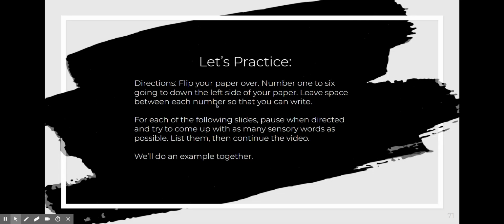So we are going to practice again, but this time it's going to be a little bit different. If you have a paper that you just worked on, flip it over. I want you to number 1 to 6 going down the left side of your paper. Leave space between each number so that you can write a little bit. You can use the whole page if you want, just number 1 to 6 going down the left side with some space between each. For each of the following slides, pause when directed and try to come up with as many sensory words as possible. List them, then continue the video. And just in case that doesn't make sense, we'll do an example together. So go ahead and number your paper and let's go.